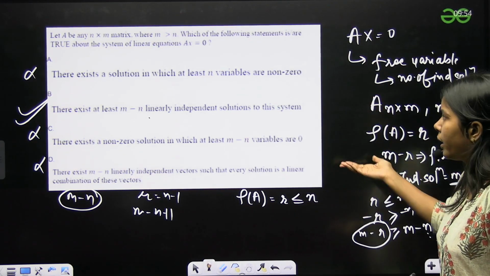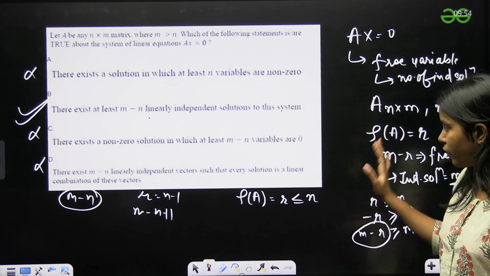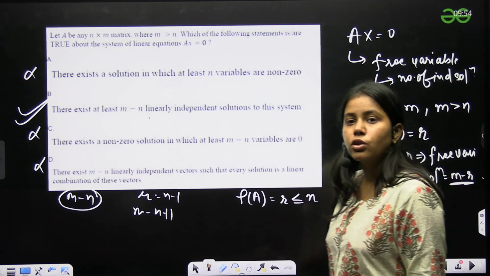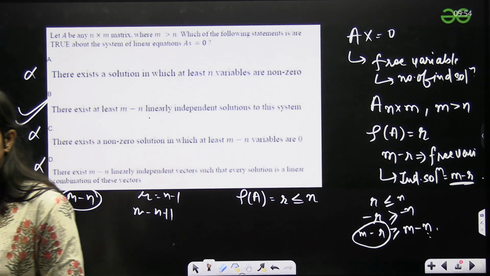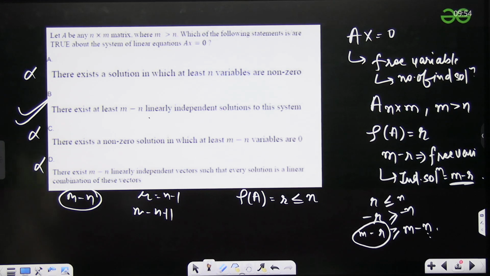So this was also asked in GATE DA, right? So we have solved different types of questions based on homogeneous and non-homogeneous systems of linear equations. So yeah, these are all the questions.